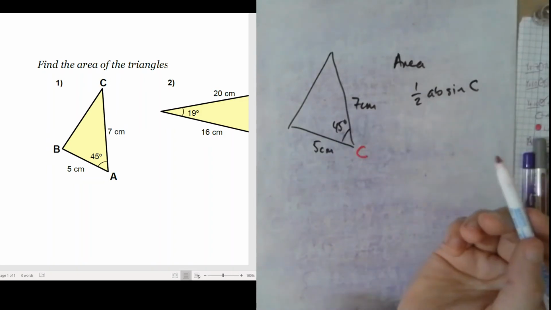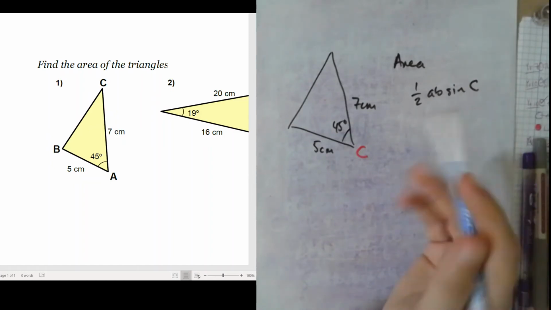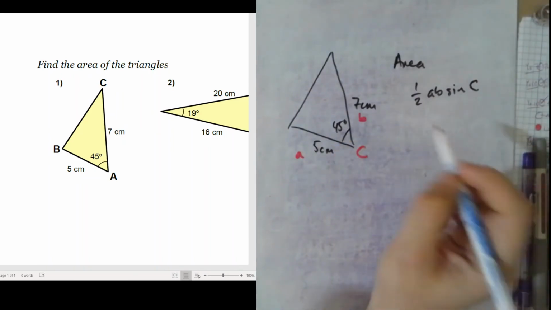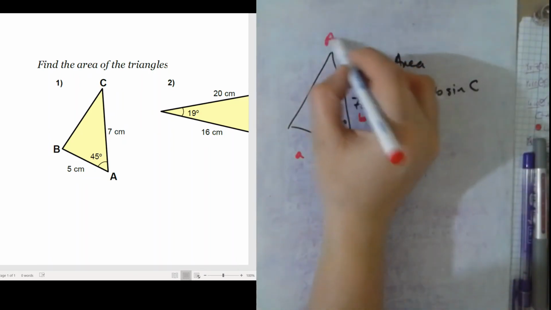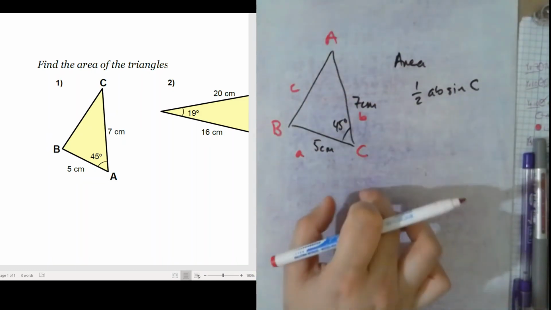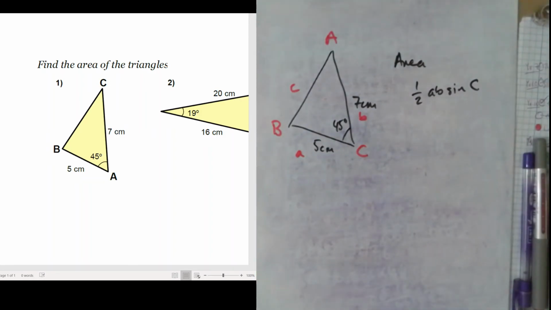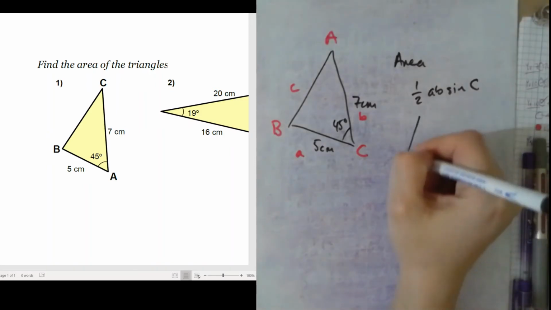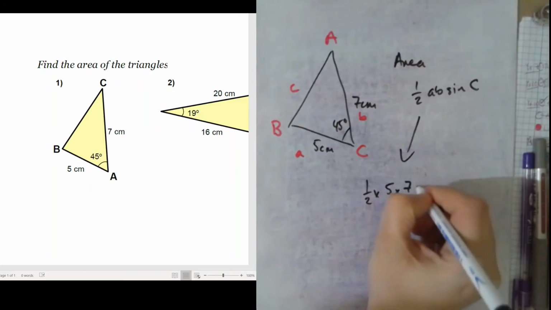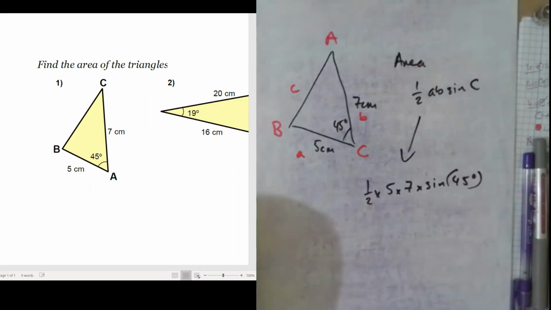And then these two, does it really matter? A times B. So I could say 4 times 3, or I could say 3 times 4. It doesn't really matter of the order. So either of these could be those, okay? Because I'm not really paying attention to these angles or anything else. The only things I need is A, B, sine C. So as long as you have the two sides and the angle in between, you're A-okay. Okay, so going from here to here just means it's half times 5 times 7 times sine 45 degrees.